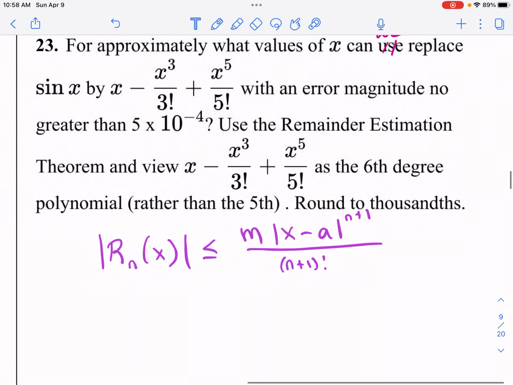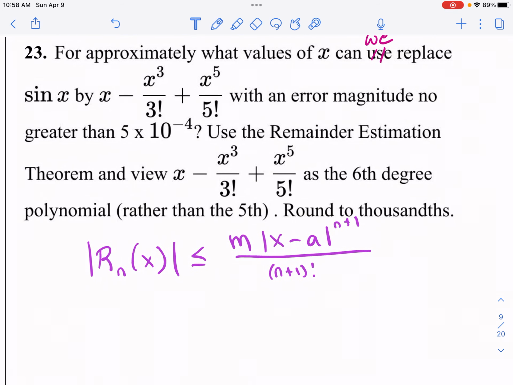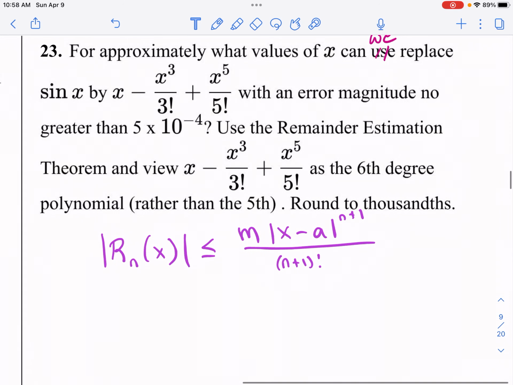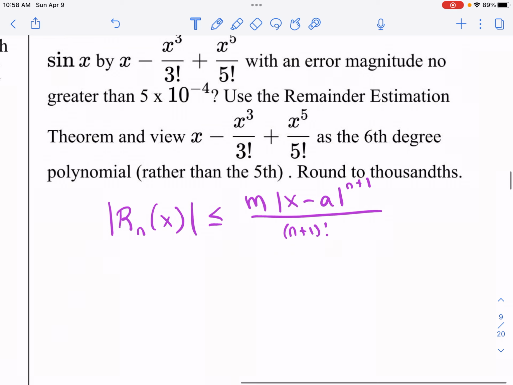And so it's a little tricky, especially if you're in my class, and I didn't really get a chance to do one like this because we didn't have time. So you can just watch this video and follow the steps, and maybe it'll help you a little bit in your future. It says use the remainder estimation theorem and view that as the 6th degree rather than the 5th. So that's a little strange comment. You might say, why would we do that? So just one thing to notice.